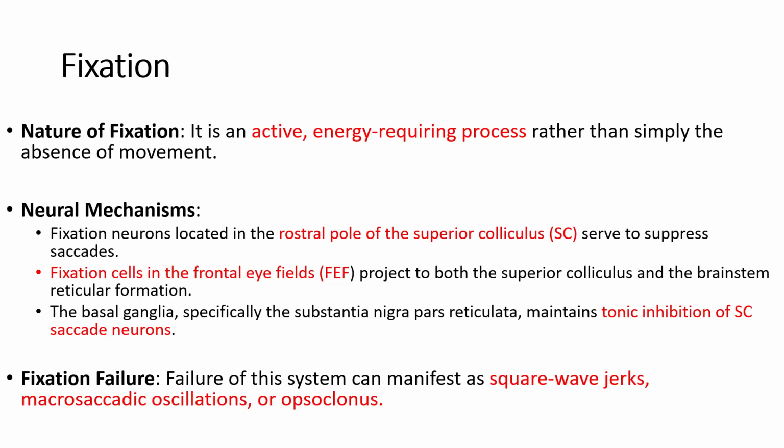Fixation. Nature of fixation: it is an active, energy-requiring process rather than simply the absence of movement. Neural mechanisms: fixation neurons located in the rostral pole of the superior colliculus serve to suppress saccades. Fixation cells in the frontal eye field project to both the superior colliculus and the brainstem reticular formation. The basal ganglia, specifically the substantia nigra pars reticulata, maintain the tonic inhibition of the superior colliculus saccade neurons. Fixation failure: failure of the system can manifest as square wave jerks, macrosaccadic oscillations, or opsoclonus.